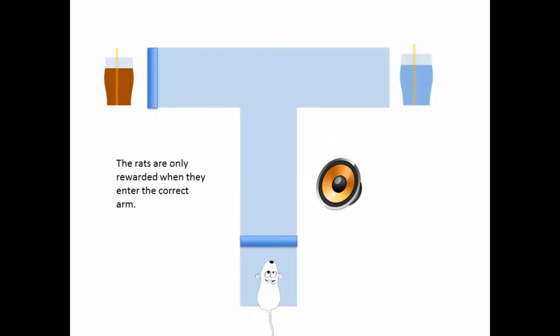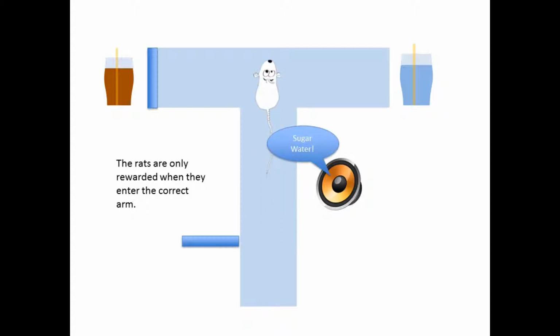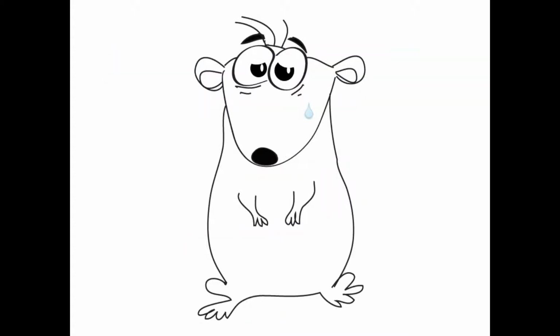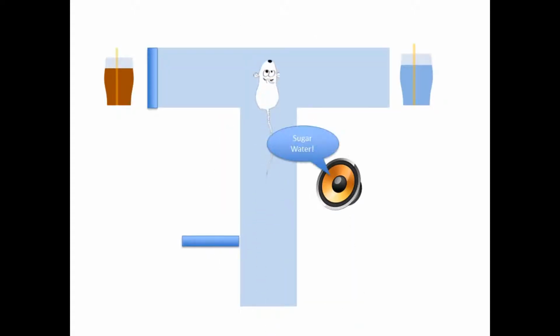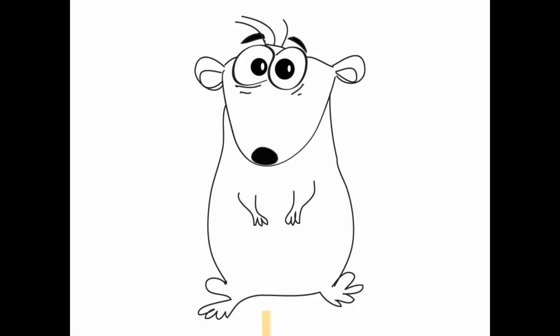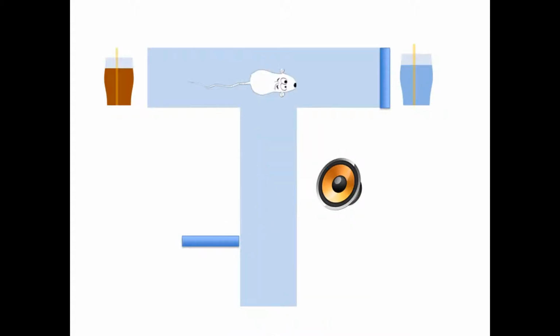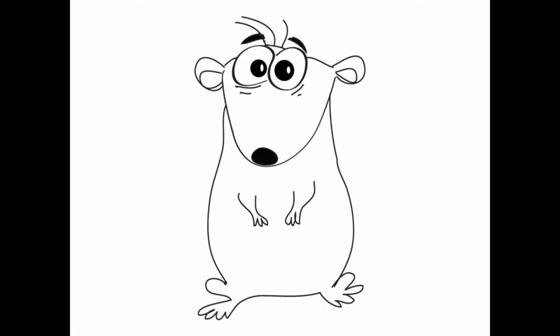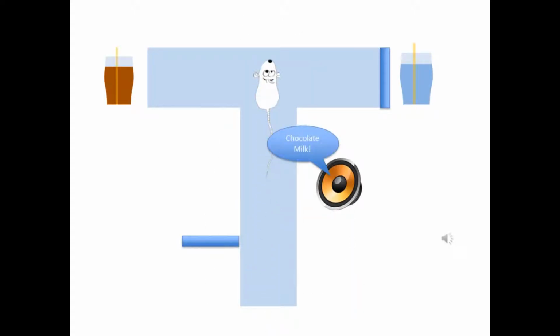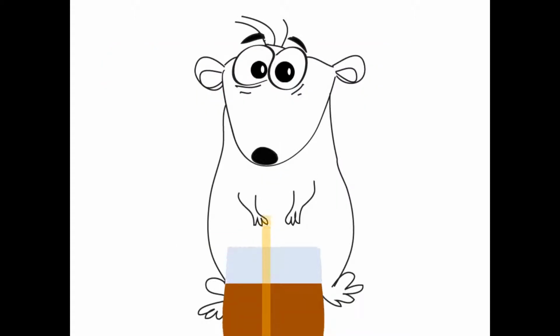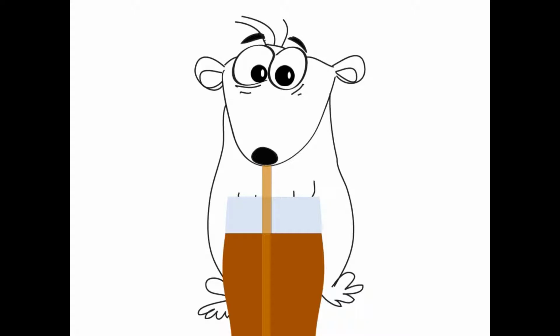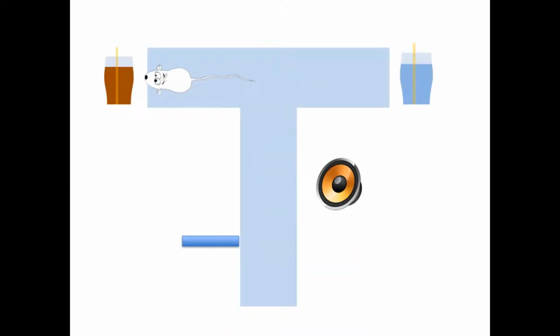The first phase was training the rats, where the rats ran the maze and were only rewarded when they entered the correct arm. Sugar water! No. Chocolate milk! After a while, rats learned where to turn based on the cue.